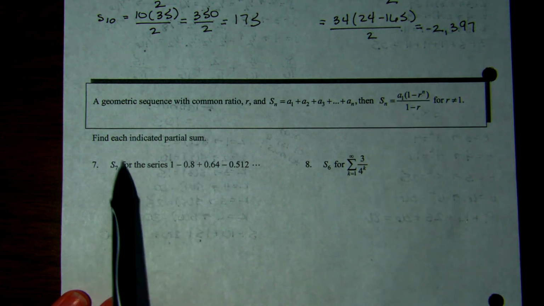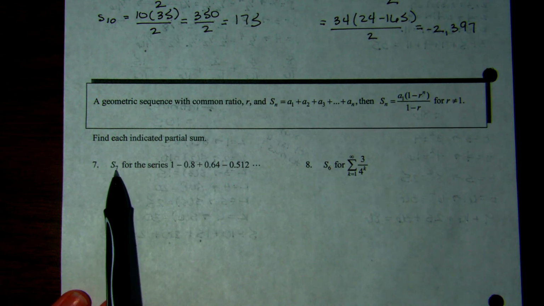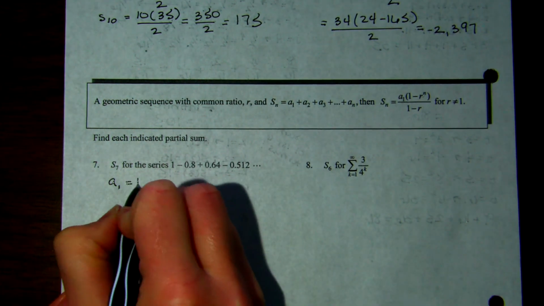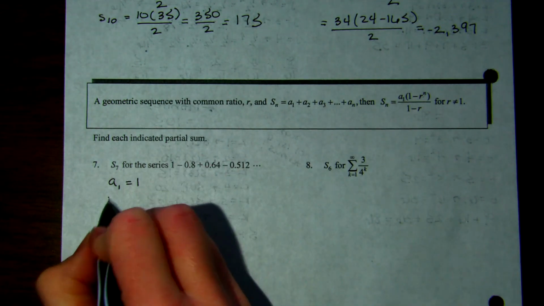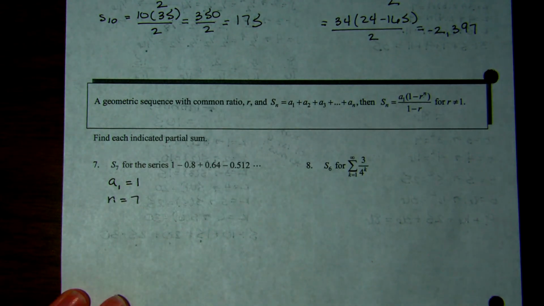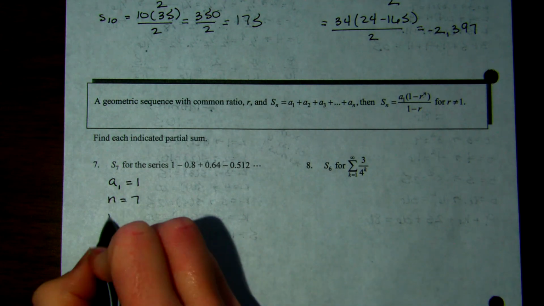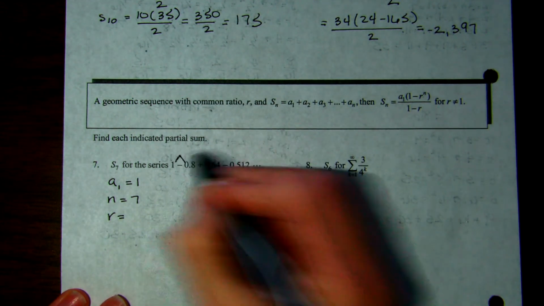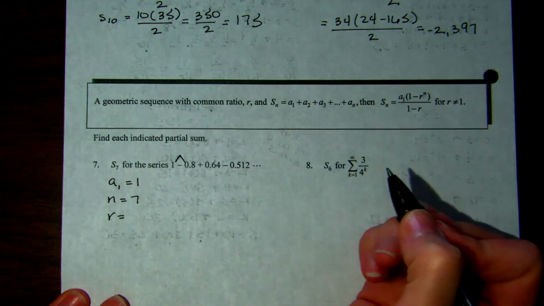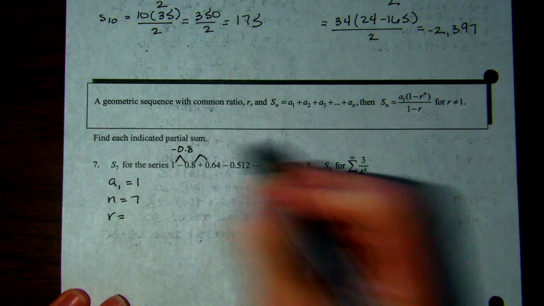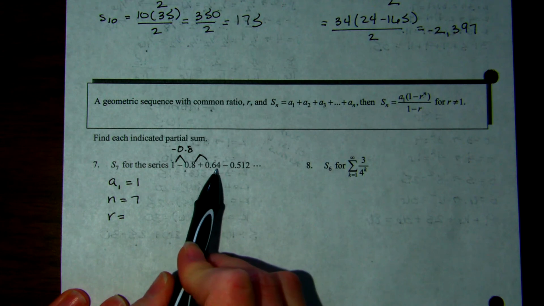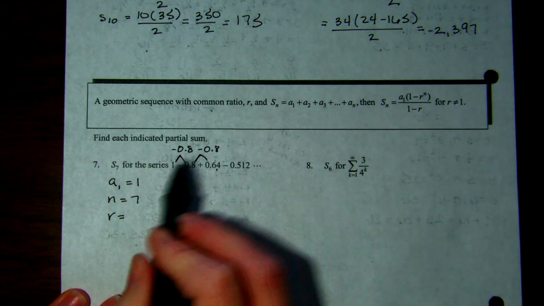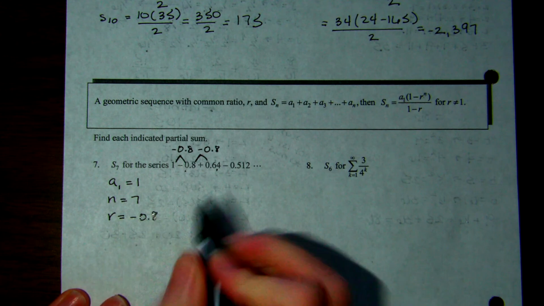All right, so I want to find the sum at term 7 of this series right here. I need my first term, which is 1. I know that I'm going towards 7. N is 7. That's where I'm finding my sum. But then I need my ratio. What am I multiplying by every time to get this set of numbers? From 1 to negative 0.8, what did I multiply by? Negative 0.8. And from negative 0.8 to positive 0.64, that's a negative 0.8 multiplication as well, right? And so my common ratio is negative 0.8.